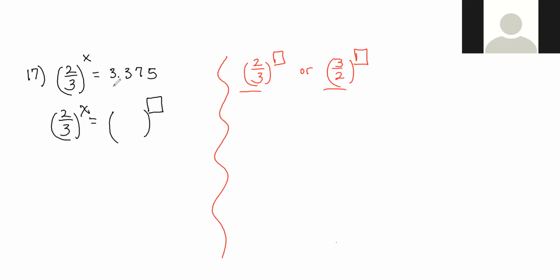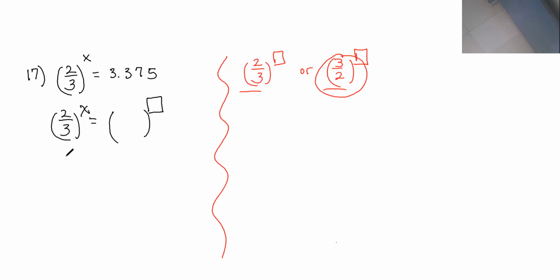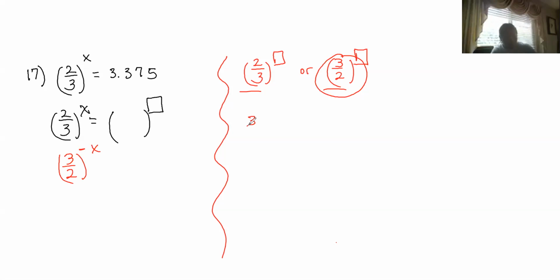3/2 is the one I'm going to use, which means I'm going to change this one here to 3/2 raised to the negative x. You don't have to change that one. You could do the one over here with the negative. It's your choice. I'm going to change that one. Okay, 3/2, I'm going to try some.